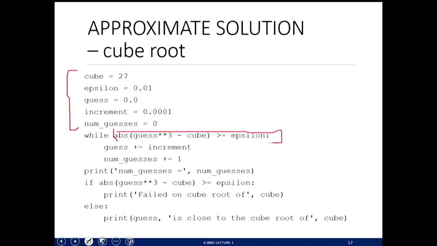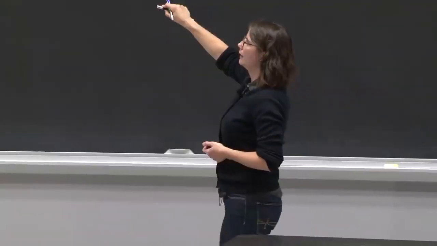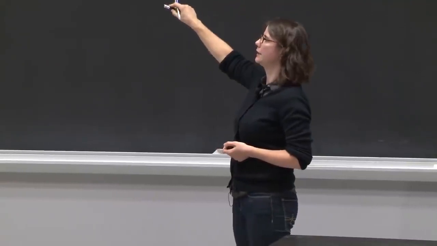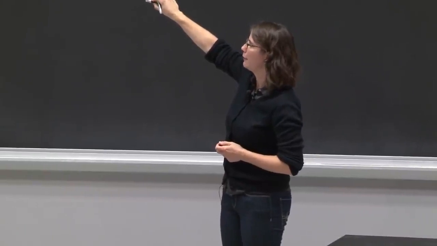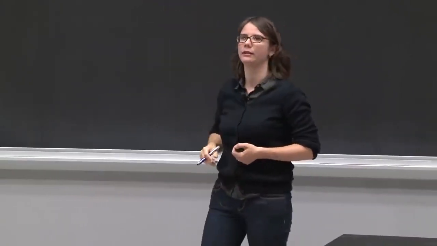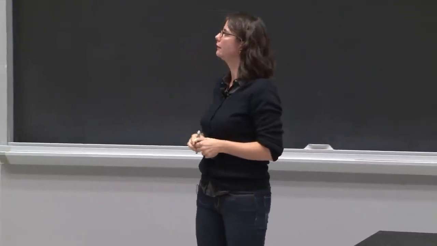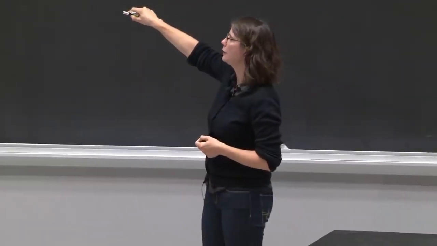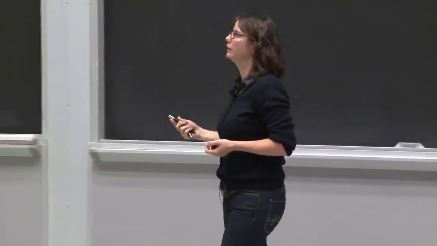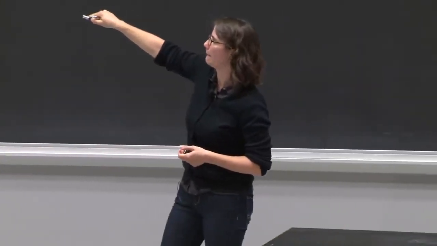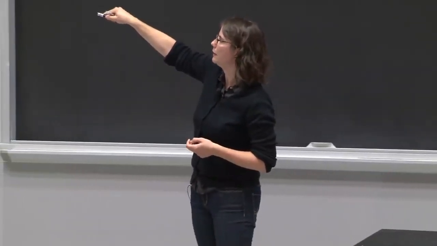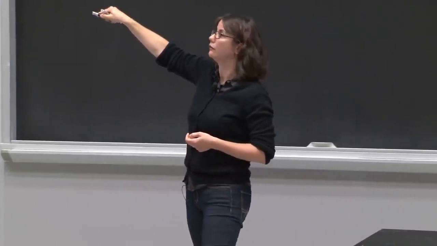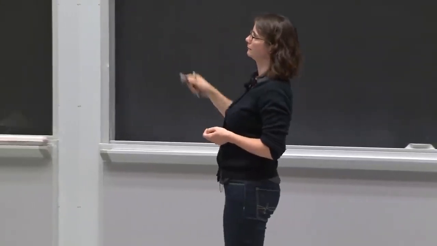This part is similar to the guess and check from before. So we're going to take the guess to the power of 3 minus the cube. So that's how far away we are from the actual answer. And if that's not good enough, so if we're still greater than or equal to the epsilon, then keep guessing. So we're going to be stuck in this loop where we keep guessing values until we've reached a guess that's good enough. So until we're less than epsilon.